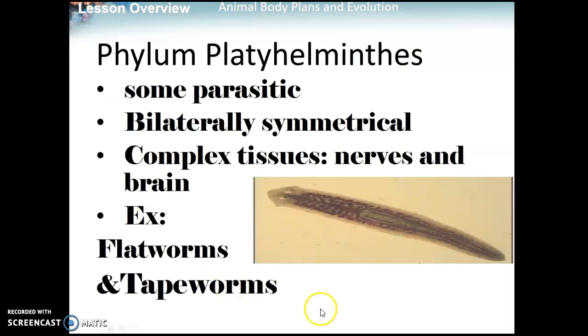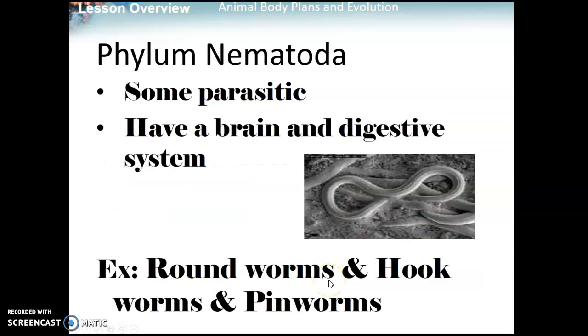Platyhelminthes are flatworms. Some are parasites. That means they cause harm to a host. They have bilateral symmetry, pretty complex tissues. They have little brains and nerves. Nematodes are roundworms. Some of these are parasites too, and they have a brain and a digestive system. If you've ever heard of hookworms or pinworms, these are nematodes.